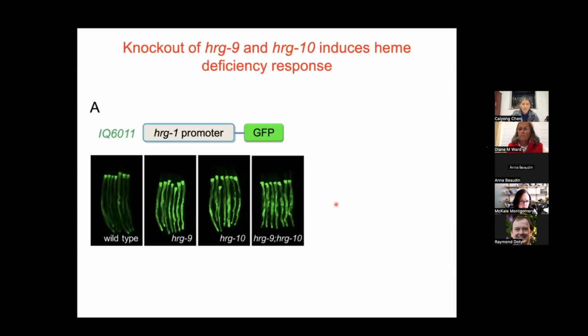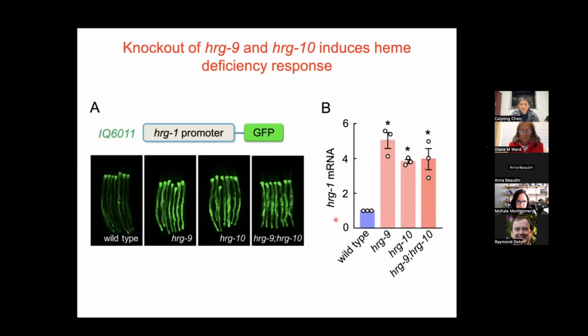To confirm this result, we deleted HRG9 and HRG10 in the worm using CRISPR-Cas9 and crossed the mutant worms with the IQ6011 heme sensor worms. And as you can see in panel A here, knockout of HRG9 and HRG10, or both, all increased the GFP expression, indicating that these worms are heme deficient. We further performed real-time PCR and confirmed that the endogenous HRG1 expression is also upregulated in the HRG9, HRG10, or double knockout worms. So these results in the heme sensor strains indicated that loss of HRG9 and HRG10 induces a heme deficiency response in the worm.